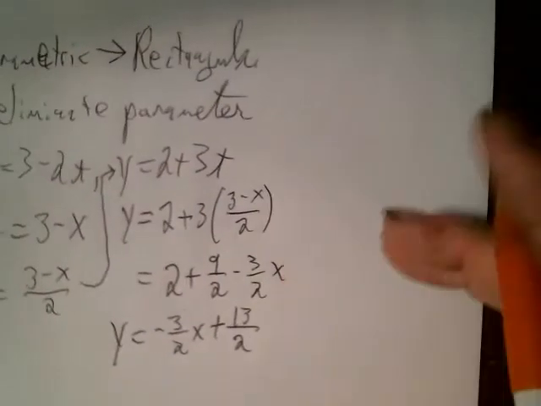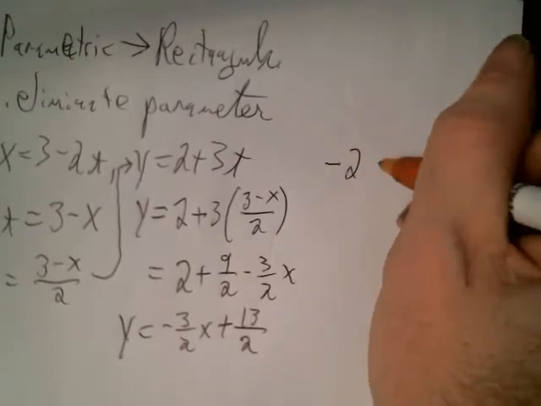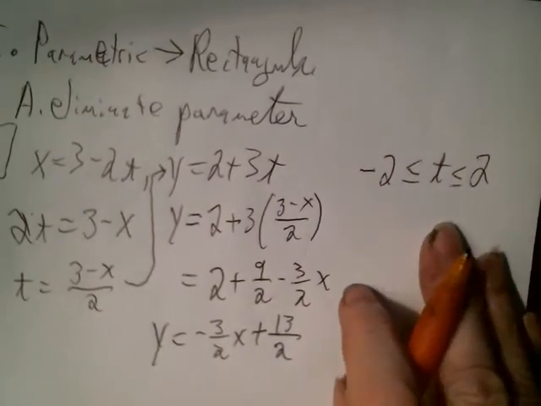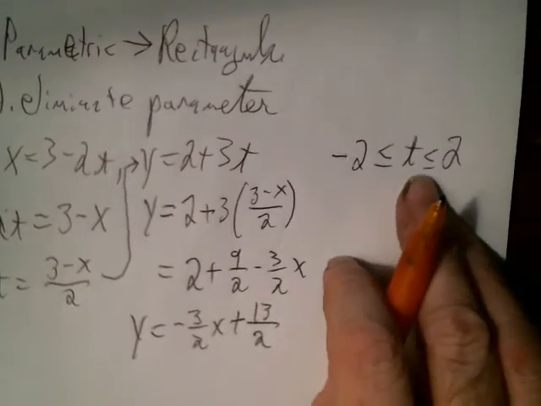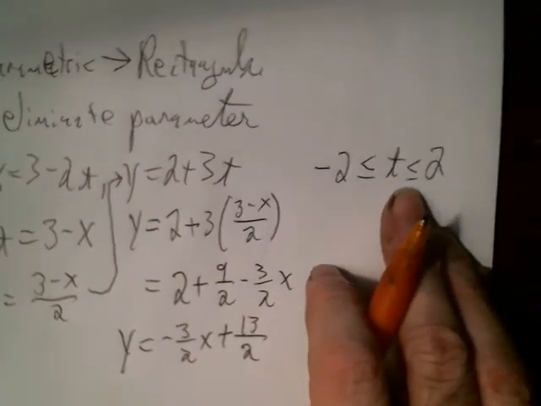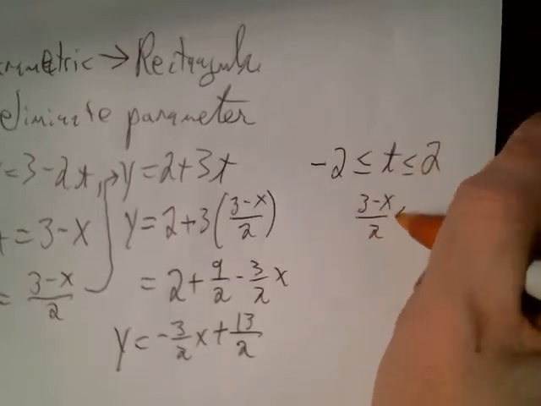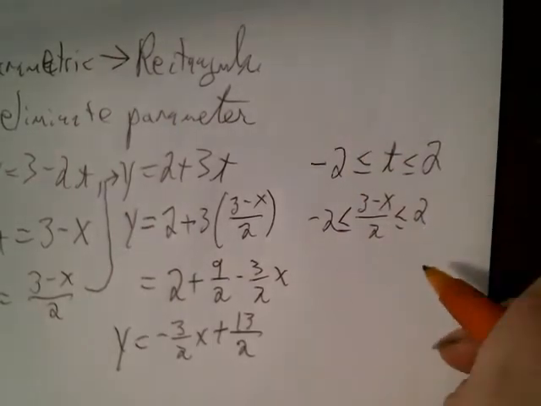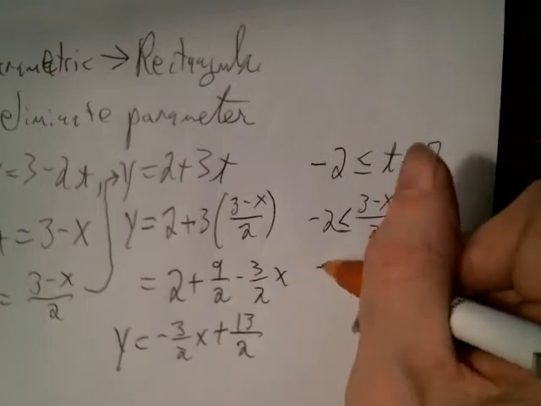The parameter was they said to go from -2 to 2. So to change the parameter values into x values, what you do is just substitute in for t in terms of x. So you have 3 minus x over 2. And then solve this compound inequality for x. So multiply all 3 sides by 2.